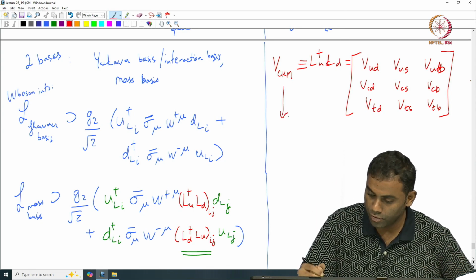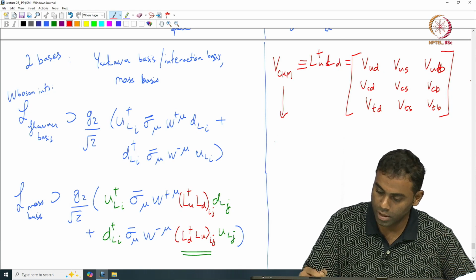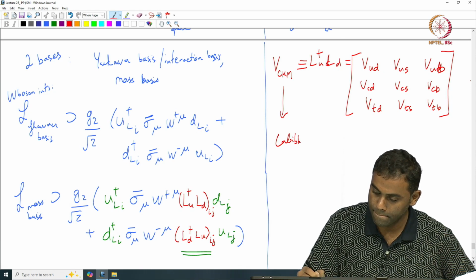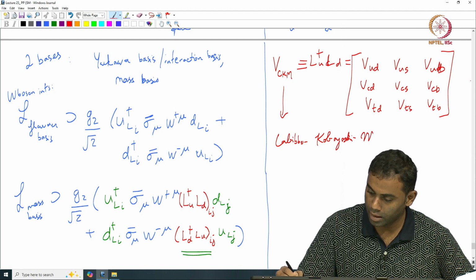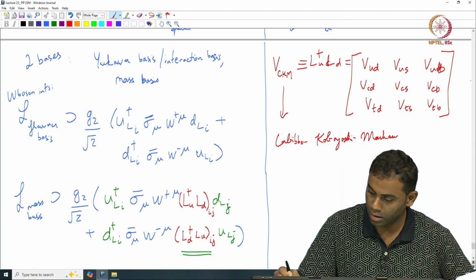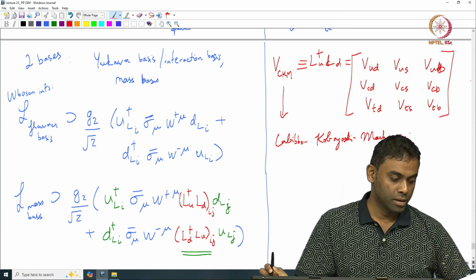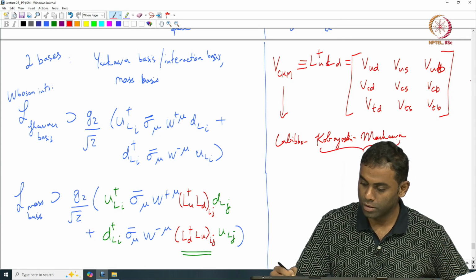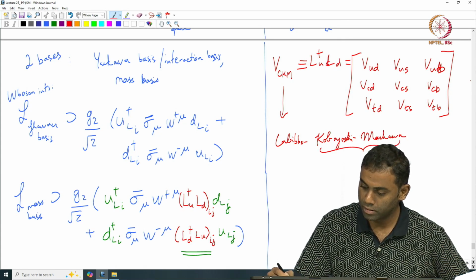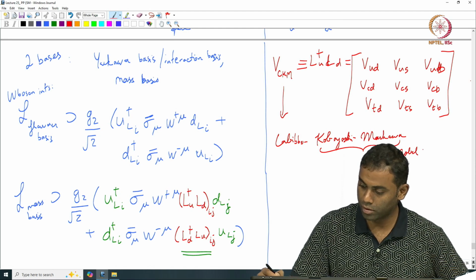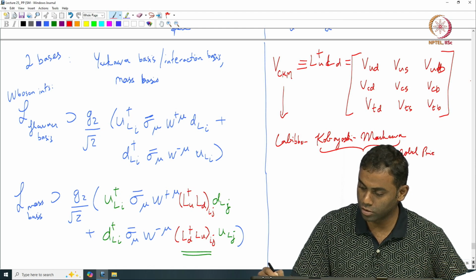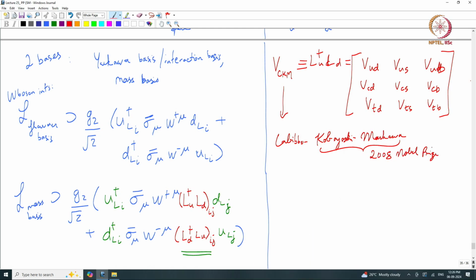CKM stands for Cabibbo, Kobayashi and Maskawa, and these two folks got the 2008 Nobel Prize for realizing this consequence, and working out further consequences of this.